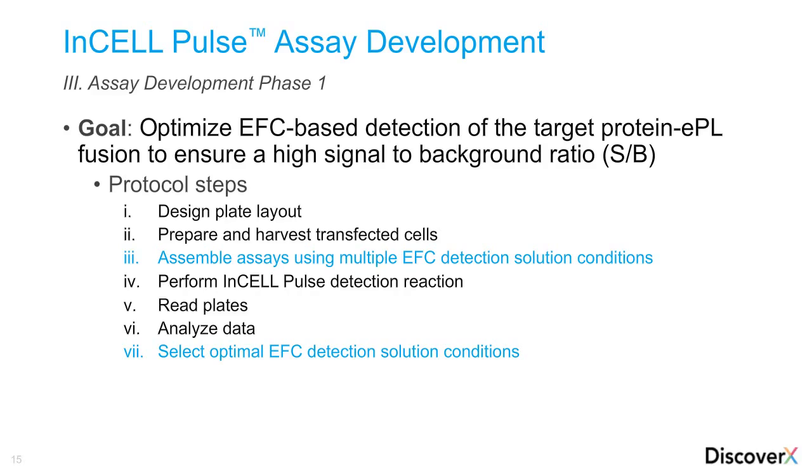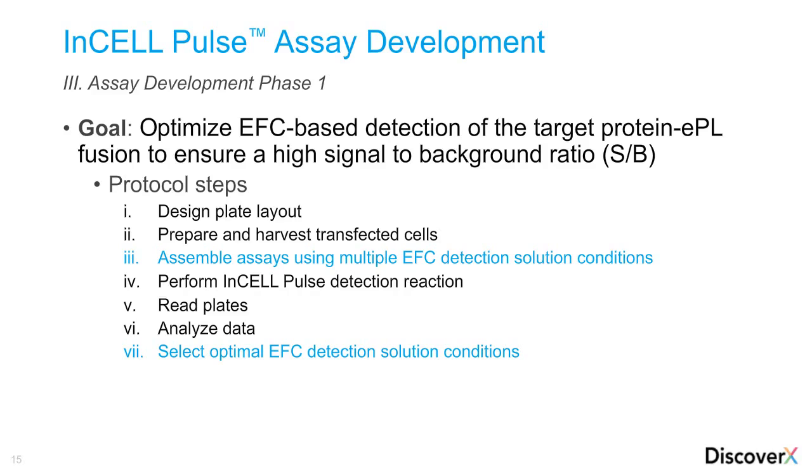All right. The next phase gets into the main assay development phases. So there's 3 of them. This is the first of the 3 that you perform after the transfection. And the goal of this is to basically determine the variables that will be used for your EFC-based detection part of the assay. So basically identify the conditions that will be used to ensure you get a very high signal to background ratio. And the protocol flows as follows on the slide. You want to obviously design the plate layout, do the preparation and harvesting of your cells, and assemble the assays, with multiple EFC detection solution conditions set up to test multiple conditions at this point. So that's why it's in blue.